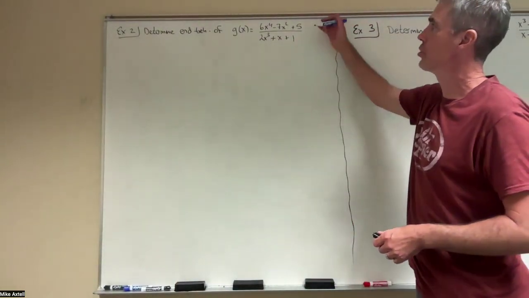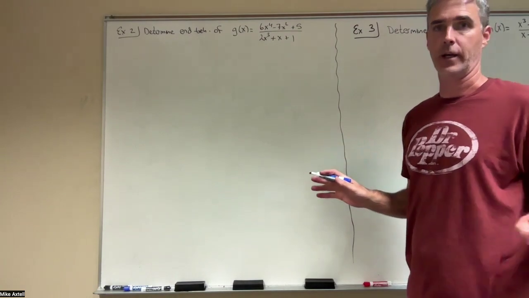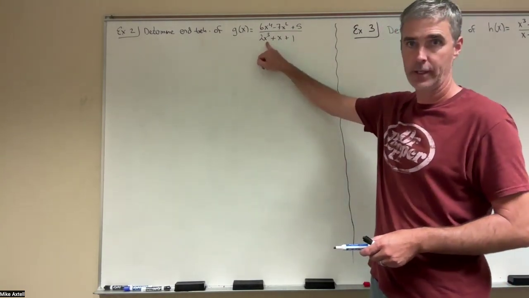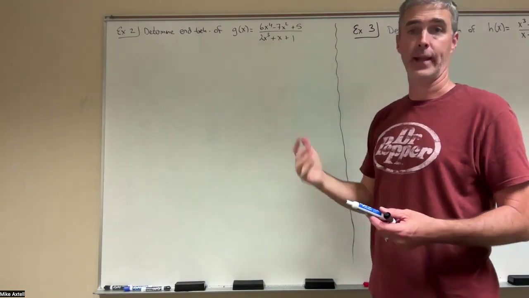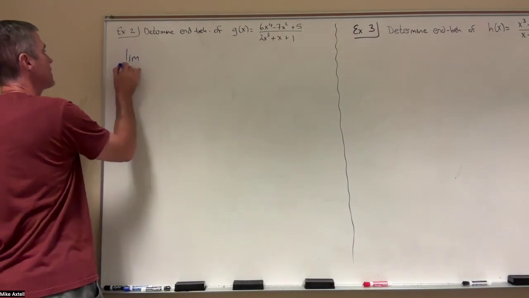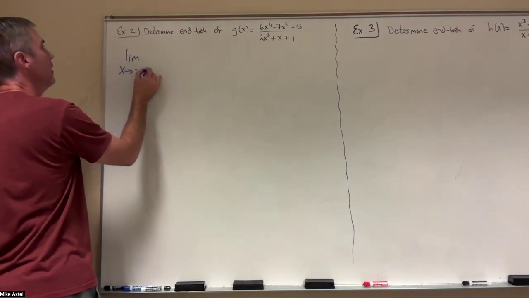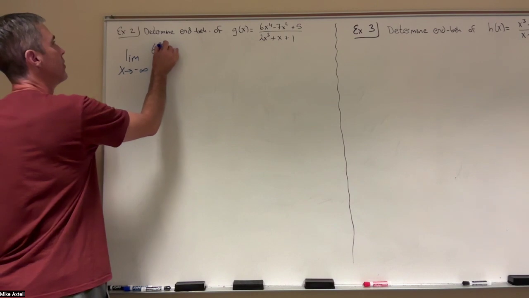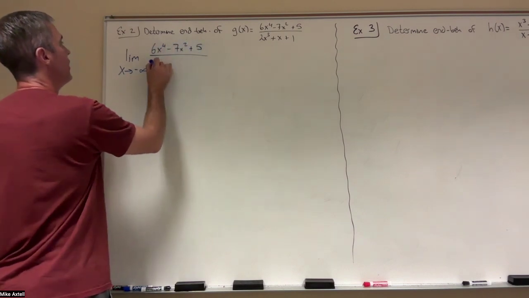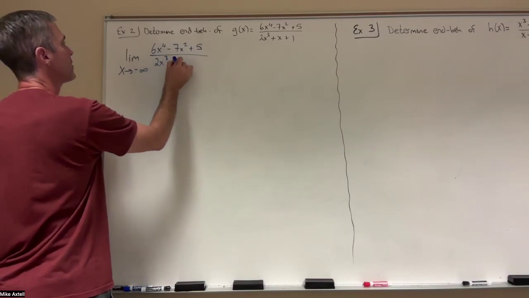So I've got a rational function, poly over poly, and I'm going to do the same old trick. I'm going to look for the highest power of x in the denominator. I see an x cubed, and I'm going to divide the top and the bottom by that x cubed. So let's check it out. As x approaches negative infinity, (6x^4 - 7x^2 + 5) over (2x^3 + x + 1).